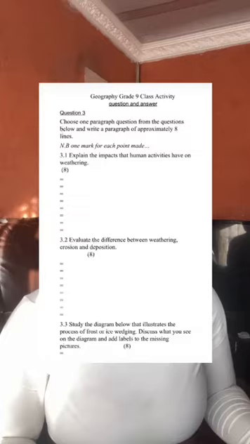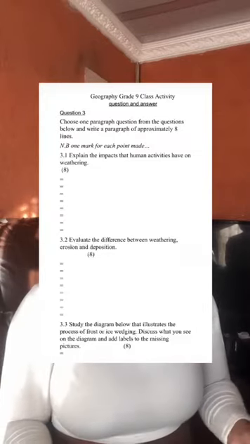And then my last question was all about evaluation, explaining, analyzing. It was mostly paragraph questions, which I came up with, obviously. The first question was to explain the impacts that human activities have on weathering. So my learners were supposed to write a paragraph of approximately 8 lines explaining all of that.